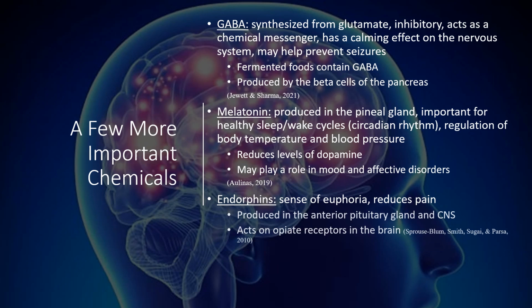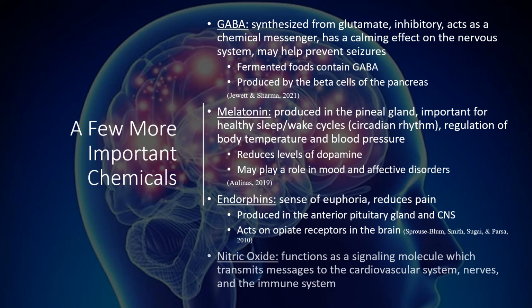Then there's endorphins. Most of us know this, like things like the runner's high. So endorphins help to increase a sense of euphoria, but it also acts to reduce pain. It's produced in the anterior pituitary and in the CNS. It acts on the opiate receptors in the brain. And then finally, there is nitric oxide, which functions as a signaling molecule which transmits messages to the cardiovascular system, nerves, and the immune system. It's pretty small, and it allows diffusion across the cell membrane, and it is a powerful vasodilator.